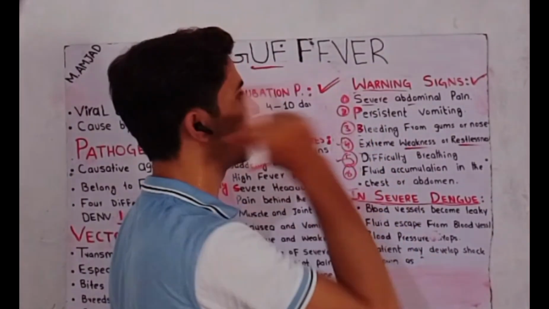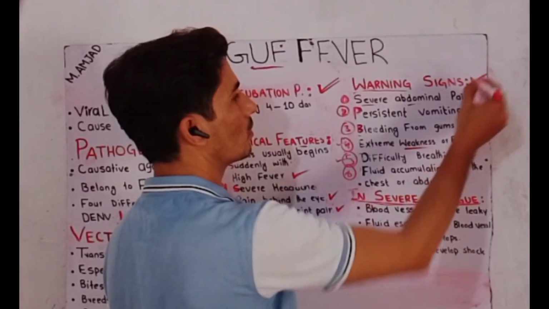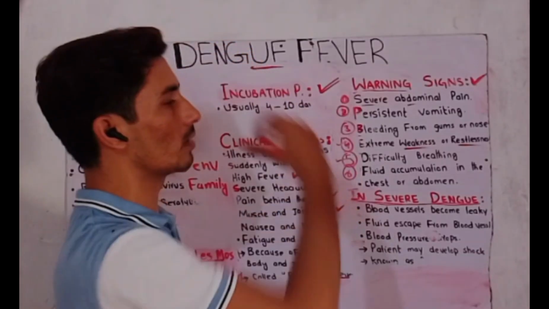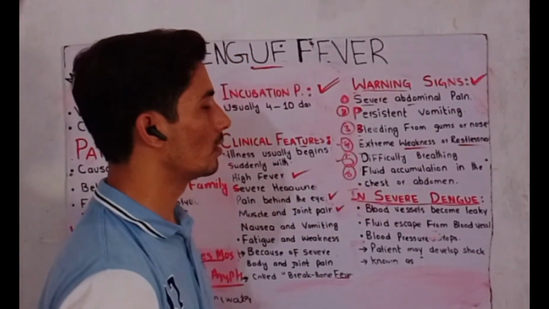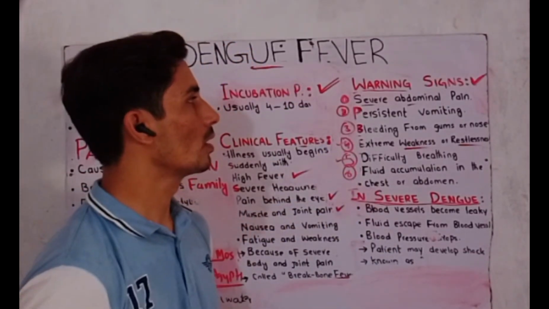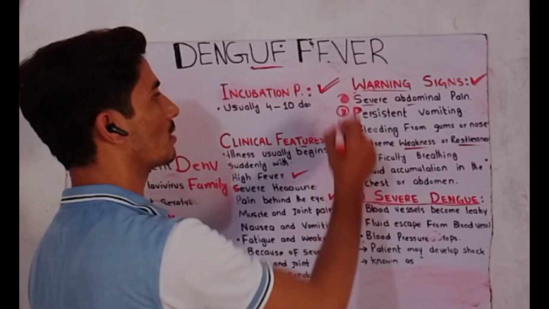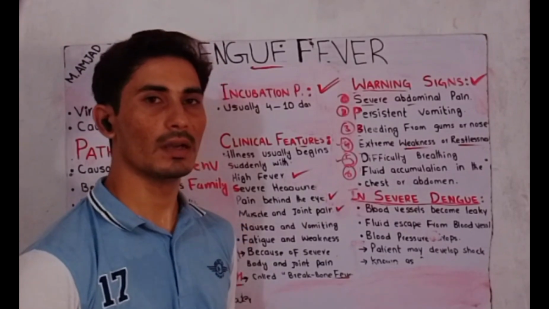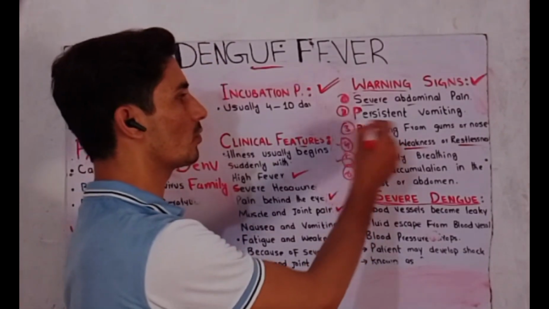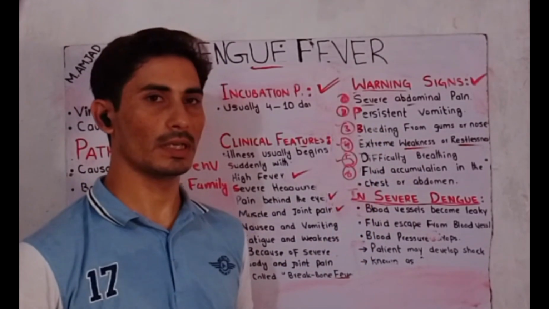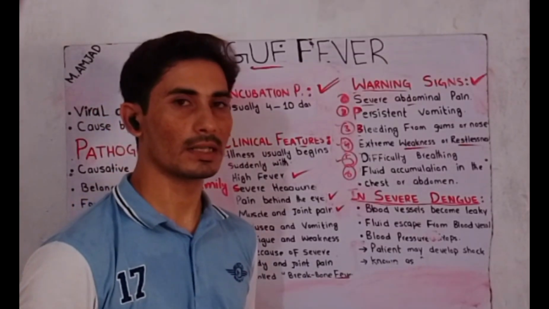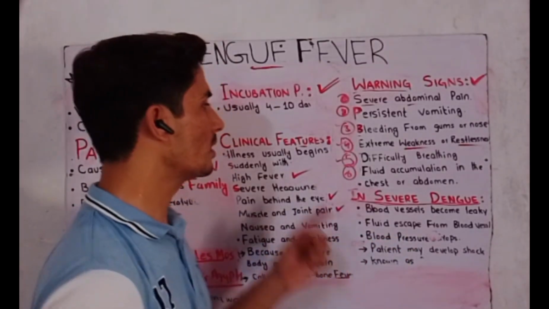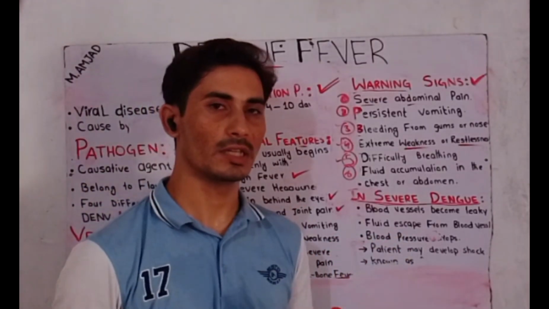Viewers, now I will discuss the warning signs. These are all warning signs. If any of these develop, the patient needs to go to the hospital immediately, because the disease may become severe or worsen. Number one is severe abdominal pain. Number two is persistent vomiting, and number three is bleeding from the gums or nose. Number four is extreme weakness or restlessness, number five is difficulty in breathing, and number six is fluid accumulation in the chest or abdomen.